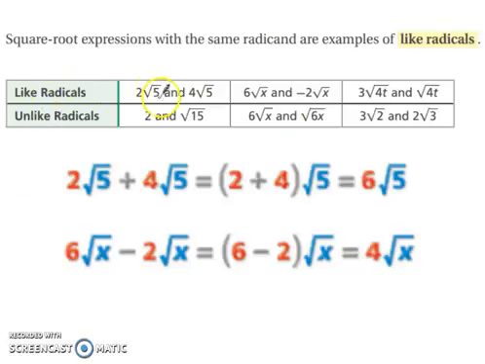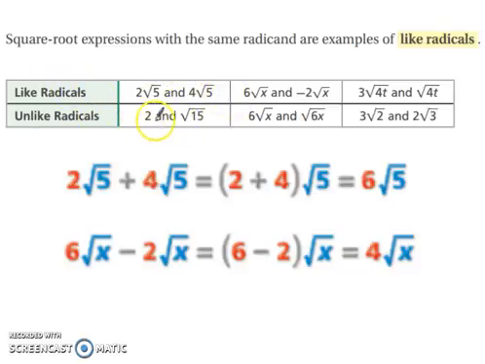A like radical has the same radicand. Like this one's the square root of 5 and the square root of 5. Square root of x, square root of x. Square root of 4t, square root of 4t. So the radicands are the same, which makes them like radicals.